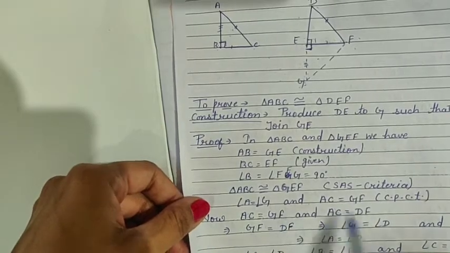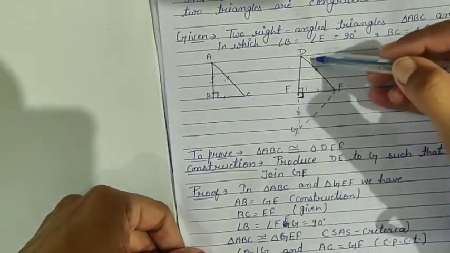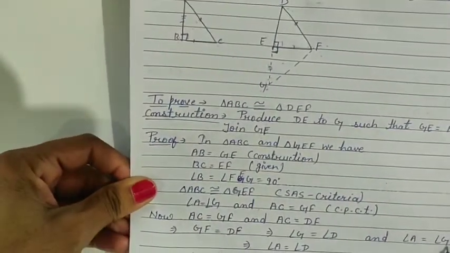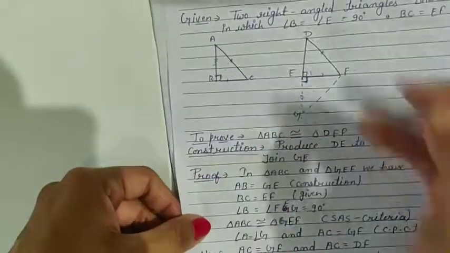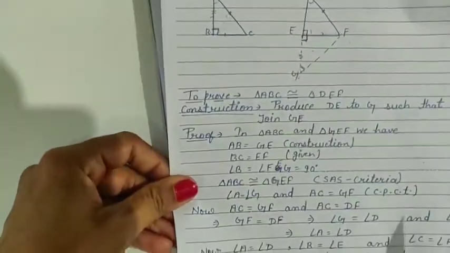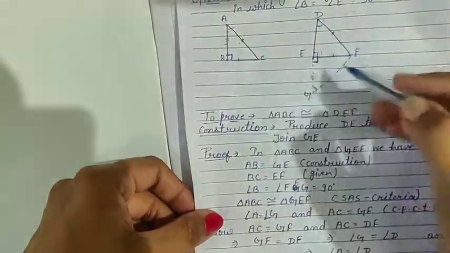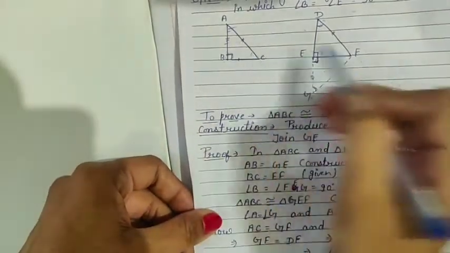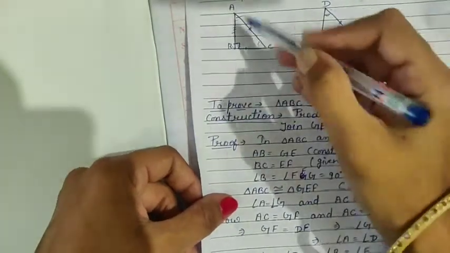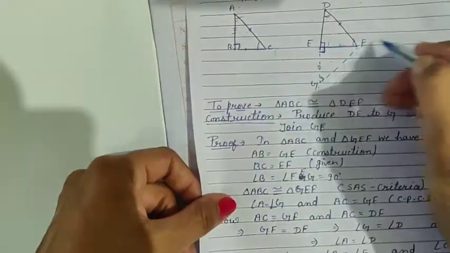It means GF is equal to DF, and angle G equals angle D. Angle D is equal to angle G and angle A equals angle G. Then angle A equals angle D, and angle B is equal to angle A, and angle C is equal to angle F. So in triangles ABC and DEF, we have BC equal to EF, AC equal to DF, and angle C equal to angle F.